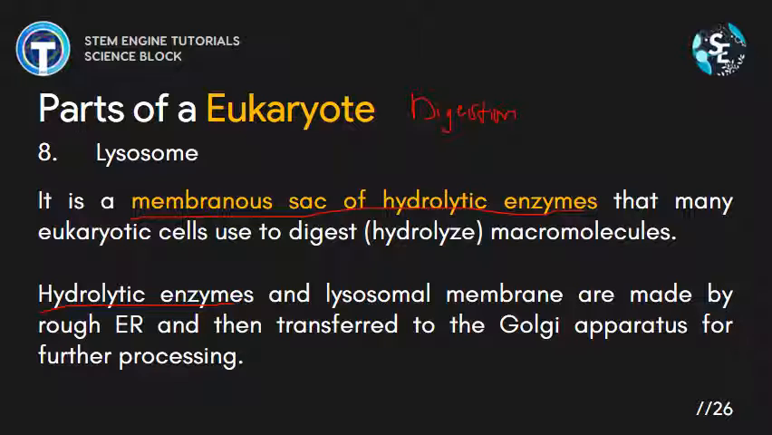So lysosome is a membranous sac of hydrolytic enzymes that many eukaryotic cells use to digest macromolecules. So hydrolysis din yung ginagawa nito, parang yung naunang organelle natin kanina, which uses the hydrolysis of glycogen. So dito naman, hydrolysis or hydrolyzation of macromolecules naman ang ginagawa niya. So yung hydrolytic enzymes ni lysosome and its membrane are made by the rough ER and then transferred to the Golgi apparatus for further processing. So yun yung basic function ni lysosome, and we can see that this digestive compartment is also highly linked with the protein synthesis or protein packaging compartment na nakita natin kanina, which includes their ribosomes, rough ER, smooth ER, and Golgi apparatus.